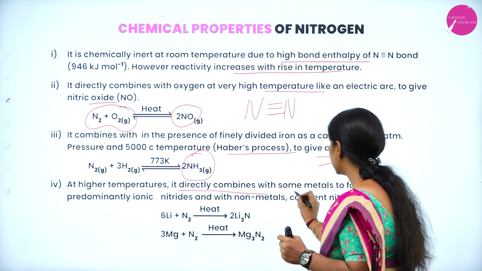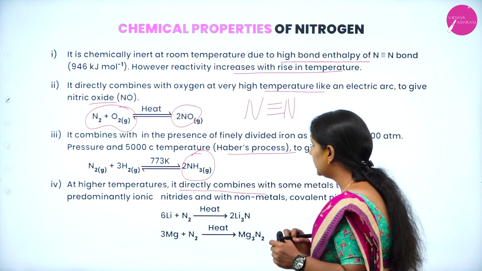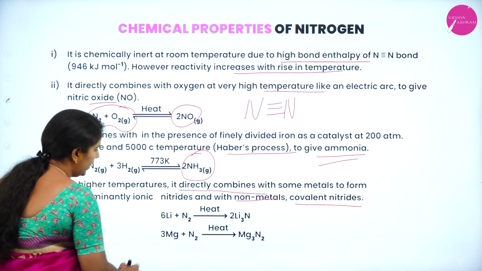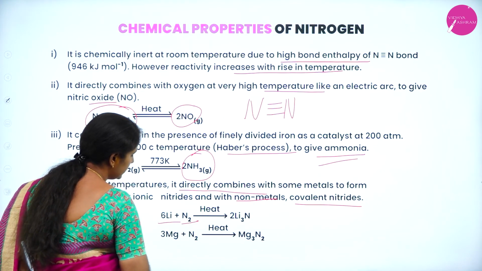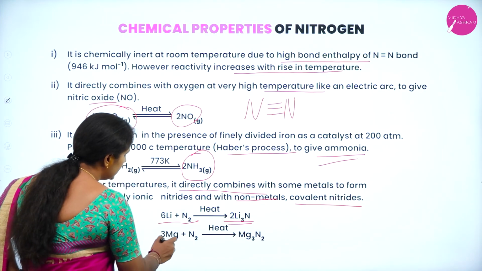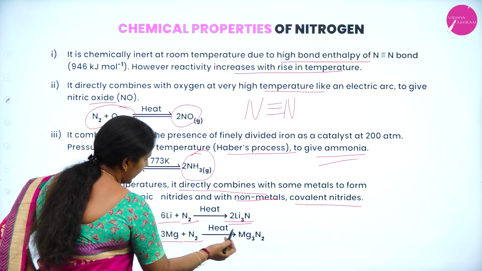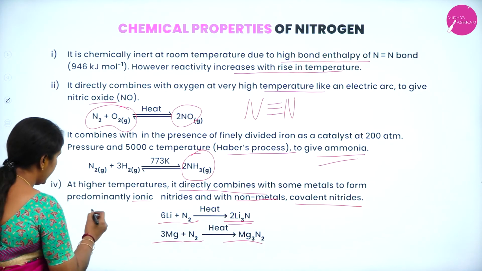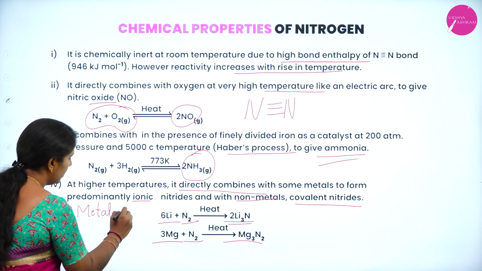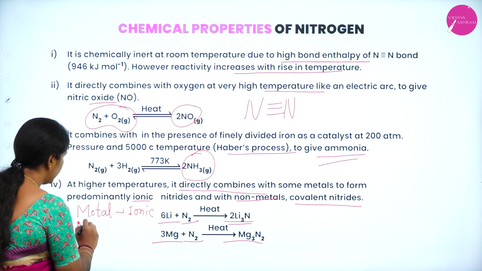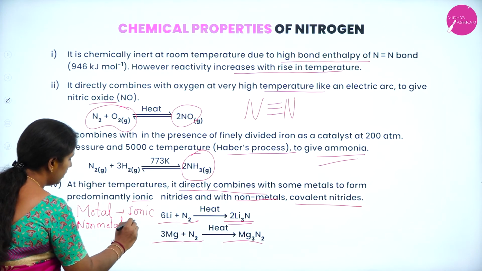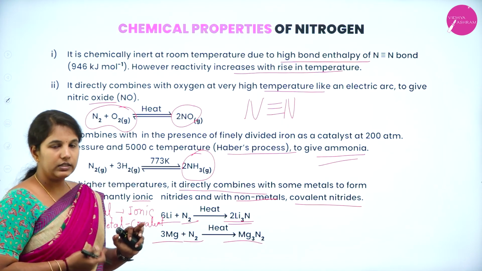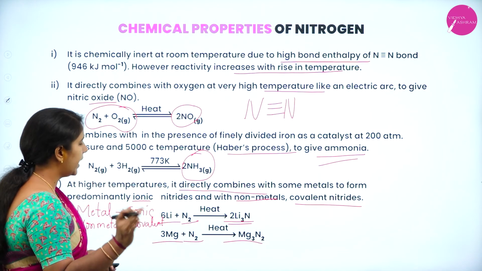It directly combines with some metals to form predominantly ionic nitrides, and with non-metals it forms covalent nitrides. You can see that lithium is a metal which reacts with dinitrogen to form lithium nitride. Similarly, magnesium reacts with dinitrogen to form magnesium nitride. Remember, metals will form ionic nitrides, whereas non-metals will form covalent nitrides. This is how metals and non-metals react with dinitrogen to form covalent and ionic nitrides.